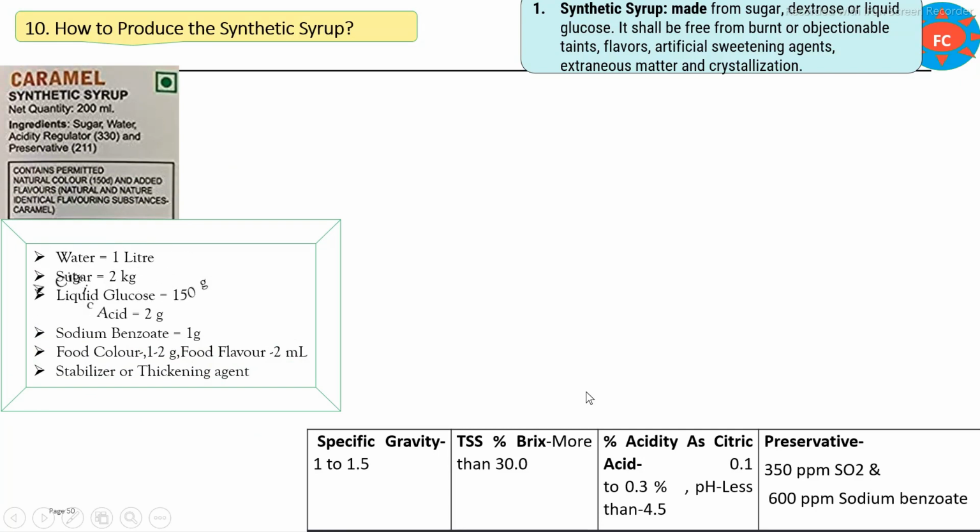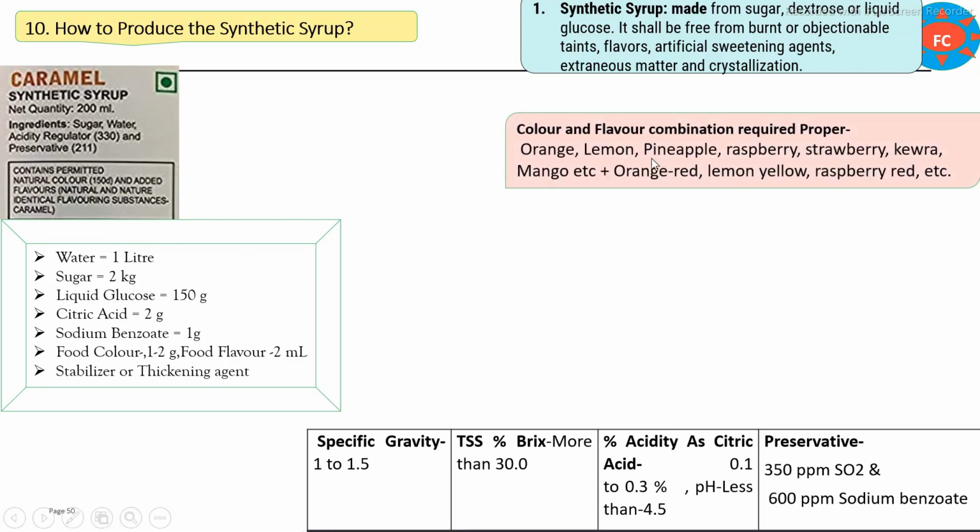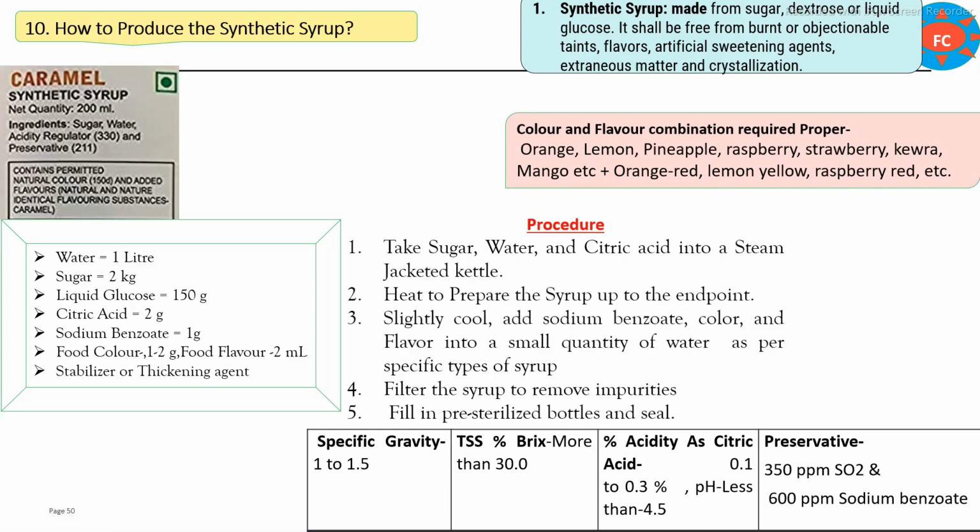The ingredient proportions, these are simple examples of the ingredient proportions for the preparation of different types of synthetic syrups, in which different synthetic syrups can be prepared by the combination of the proper flavor and color combinations to make different products.